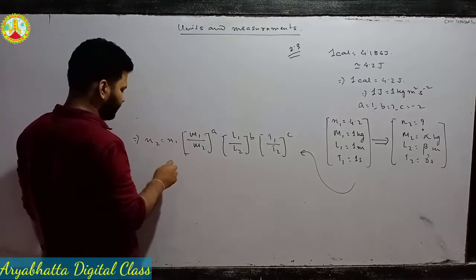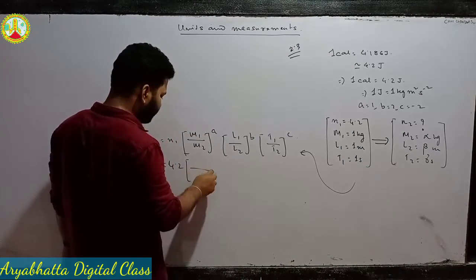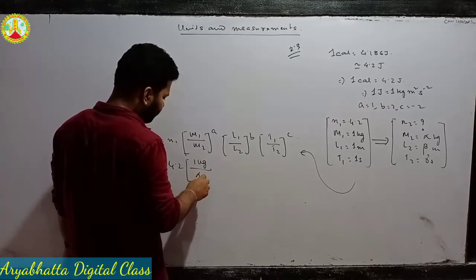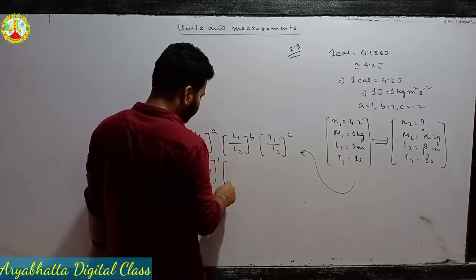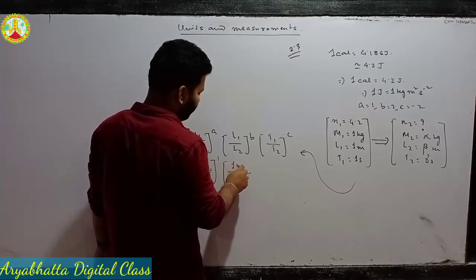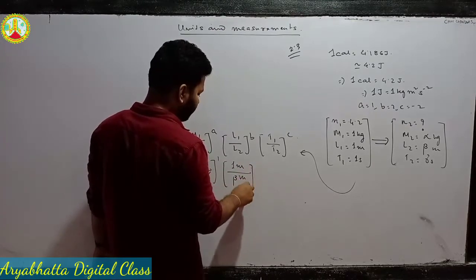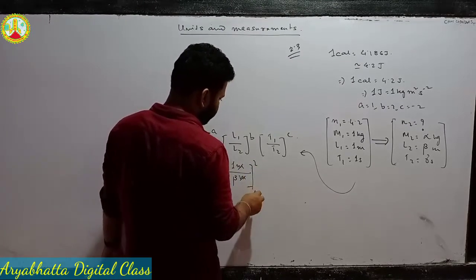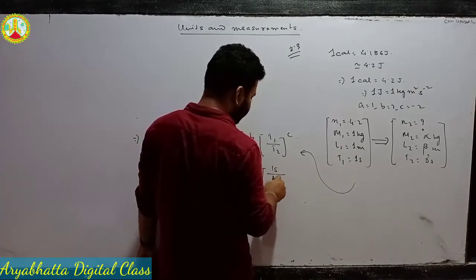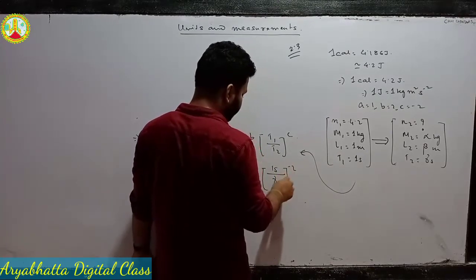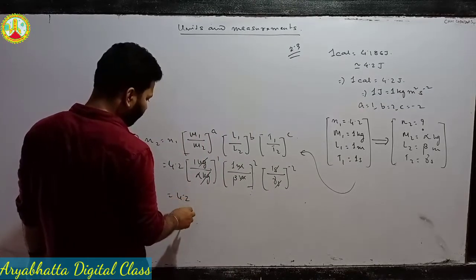So N1 is given as 4.2. M1 is 1 kg, and this is alpha kg to the power 1, so kg is gone. L1 is equal to 1 meter, next one is beta meter, so meter is gone. T1 is equal to 1 second, T2 is equal to gamma second to the power minus 2. Second is gone. So N2, that is the magnitude, will be 4.2.